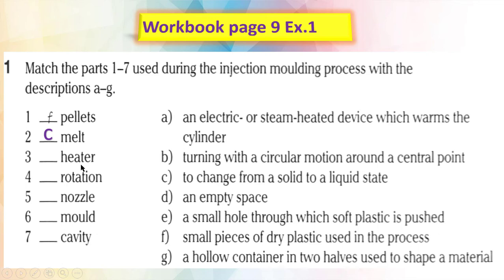Number 3, heater. It's A. An electric or steam heated device which warms the cylinder. Rotation. Turning with a circular motion around a central point. Nozzle. It's E. A small hole through which soft plastic is pushed. Mold. It's G. A hollow container in two halves used to shape a material. Cavity, as we said, an empty space.